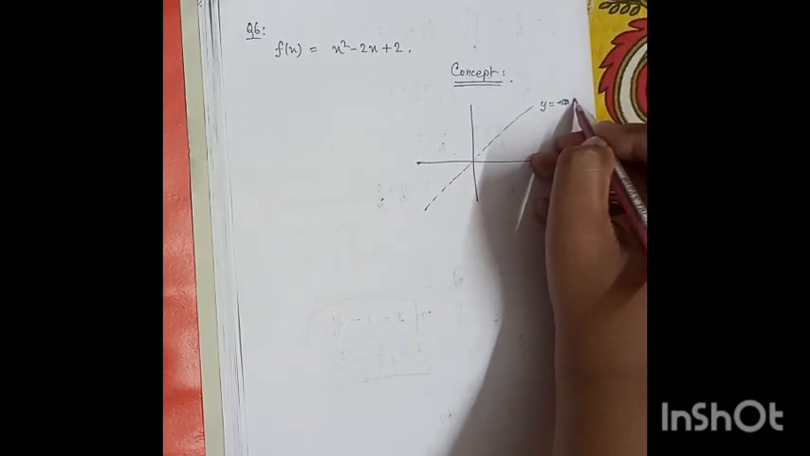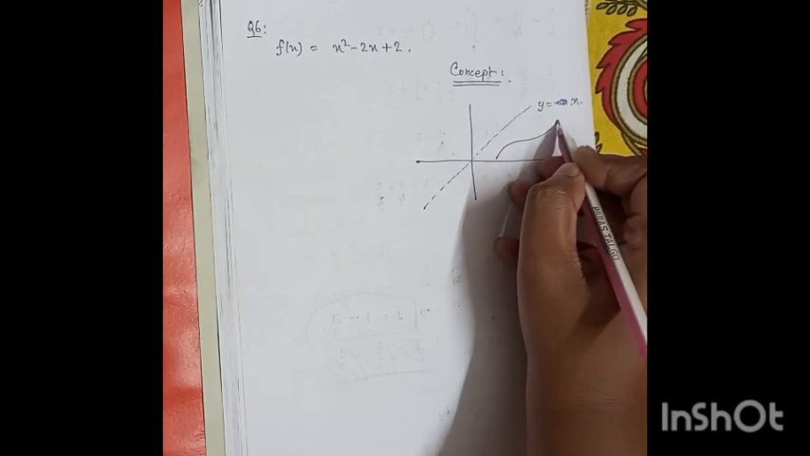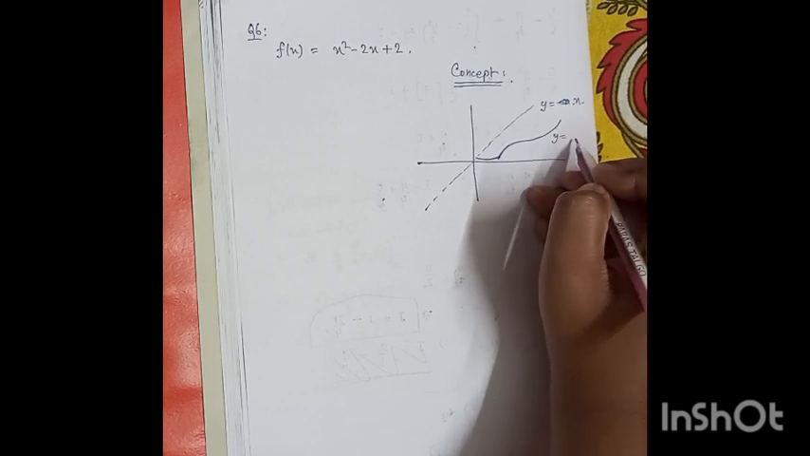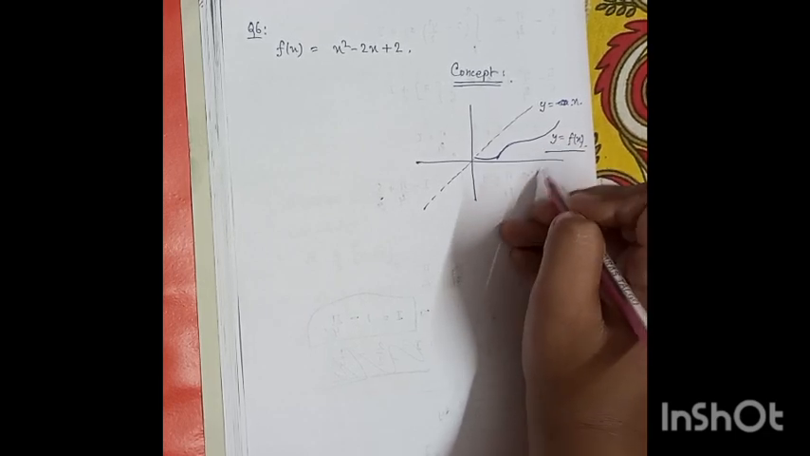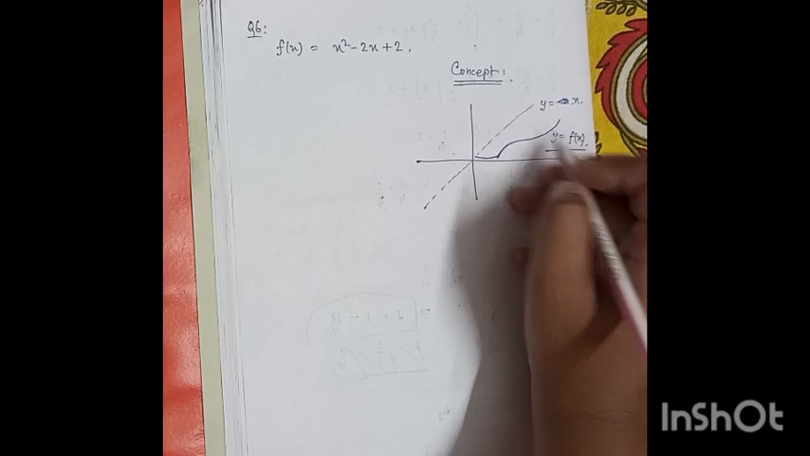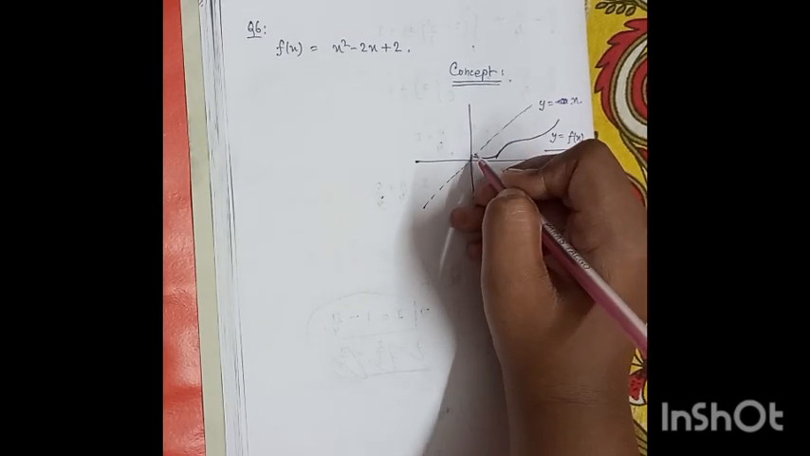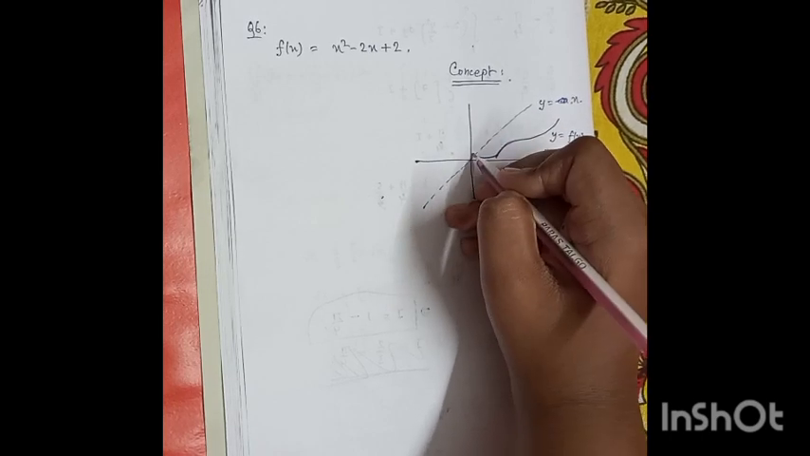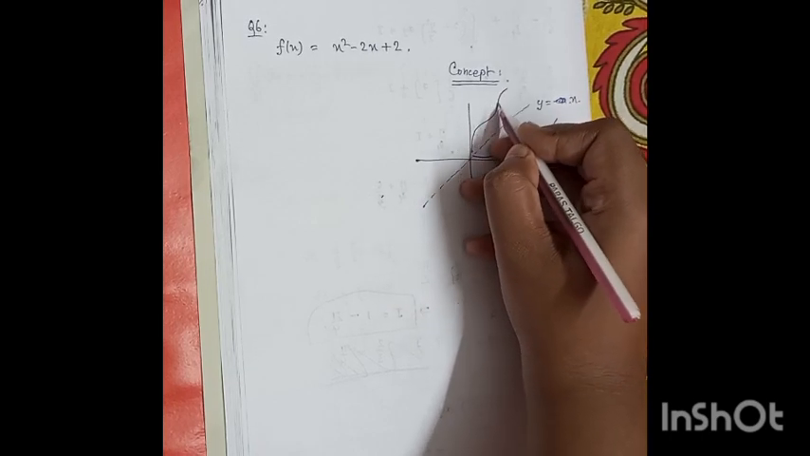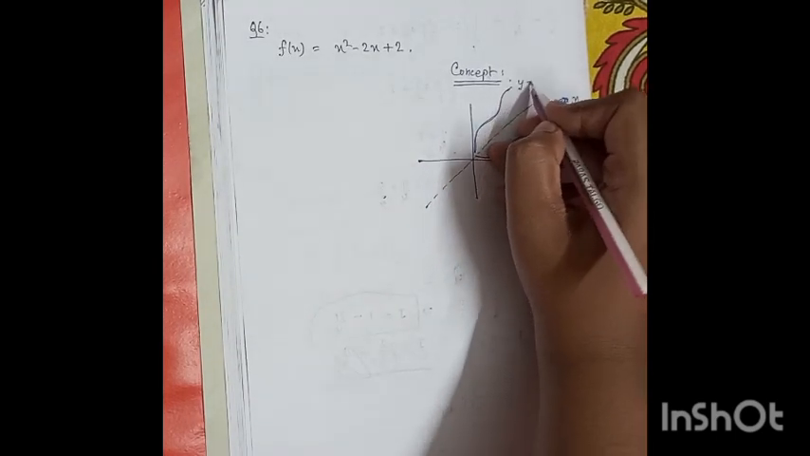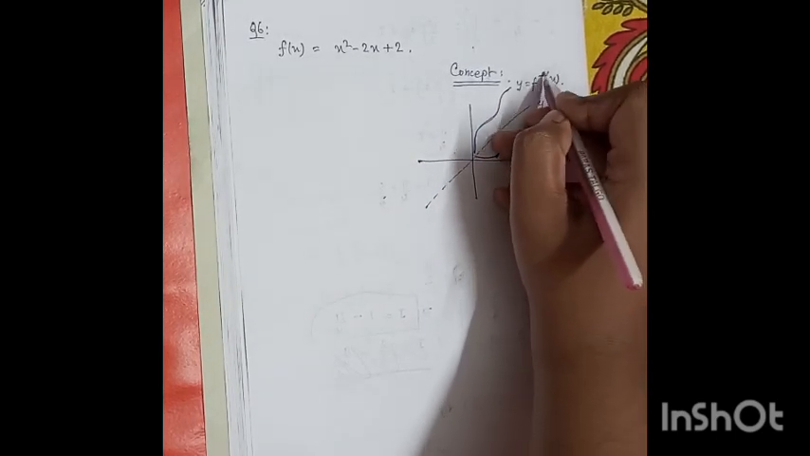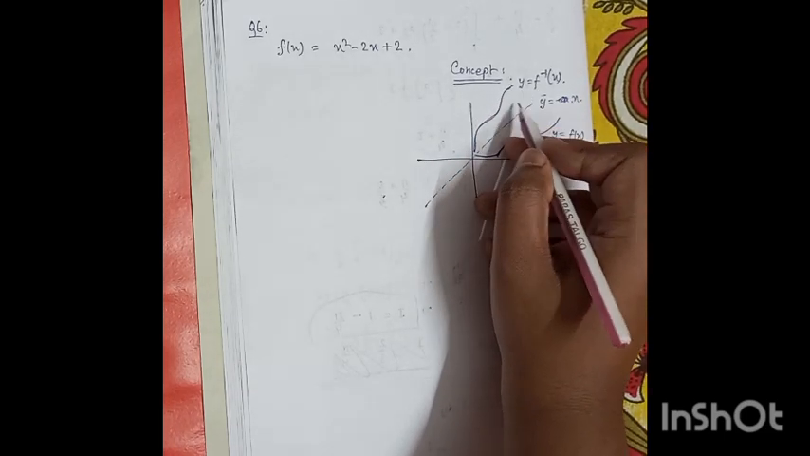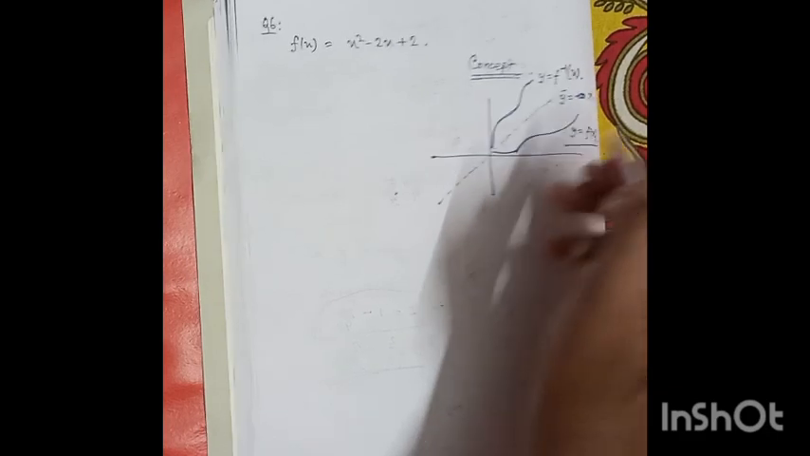If we draw a function like this, let's say it is y equal to f of x, then the inverse of this function, that is y equal to f inverse x, will be the mirror image of this part about the line y equal to x. So the inverse function of f(x) will be like this. The graph of that function will be like this. This is the concept.